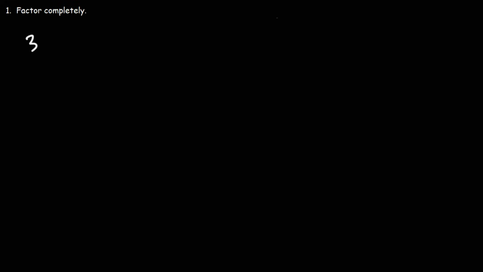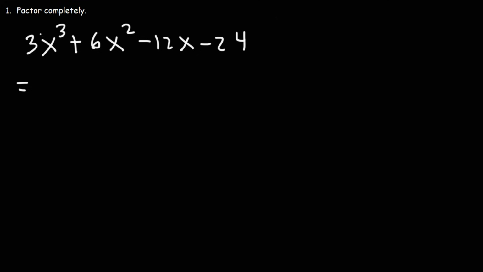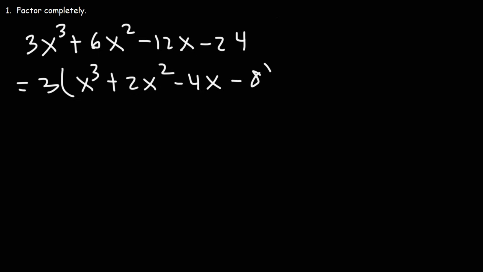Now let's try this problem. 3x cubed plus 6x squared minus 12x minus 24. Go ahead and try that problem. So let's begin by taking out the GCF. All of the coefficients, they're divisible by 3. So if we take out 3, we'll be left with x cubed. 6 divided by 3 is 2. Negative 12 divided by 3 is negative 4. And negative 24 divided by 3 is negative 8.